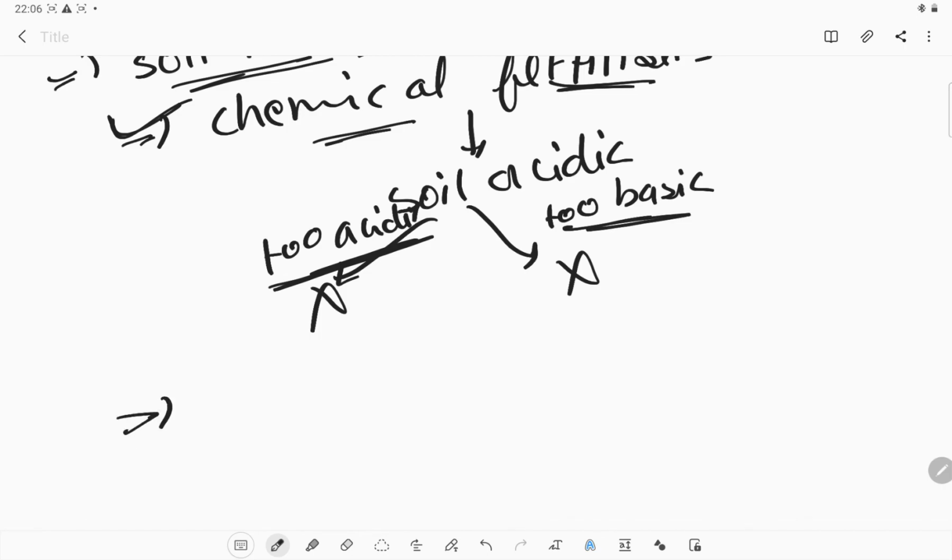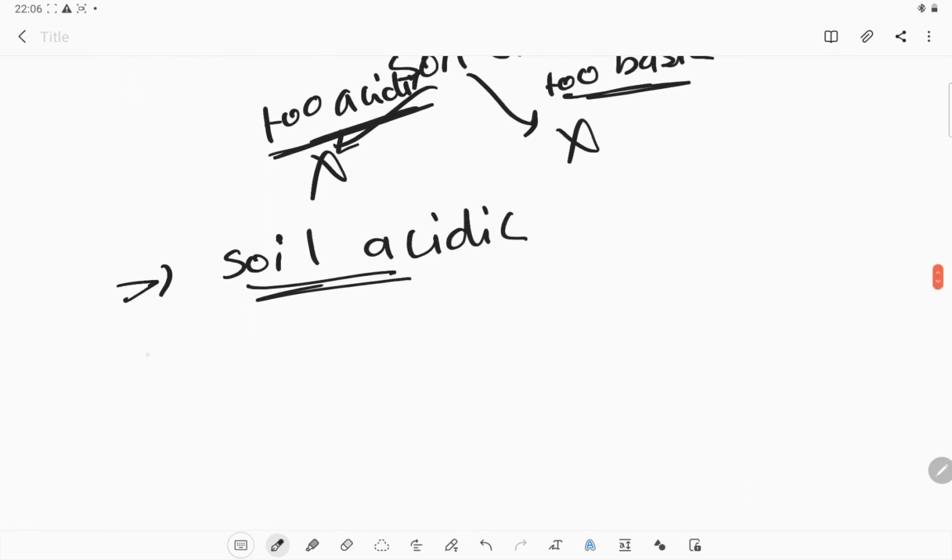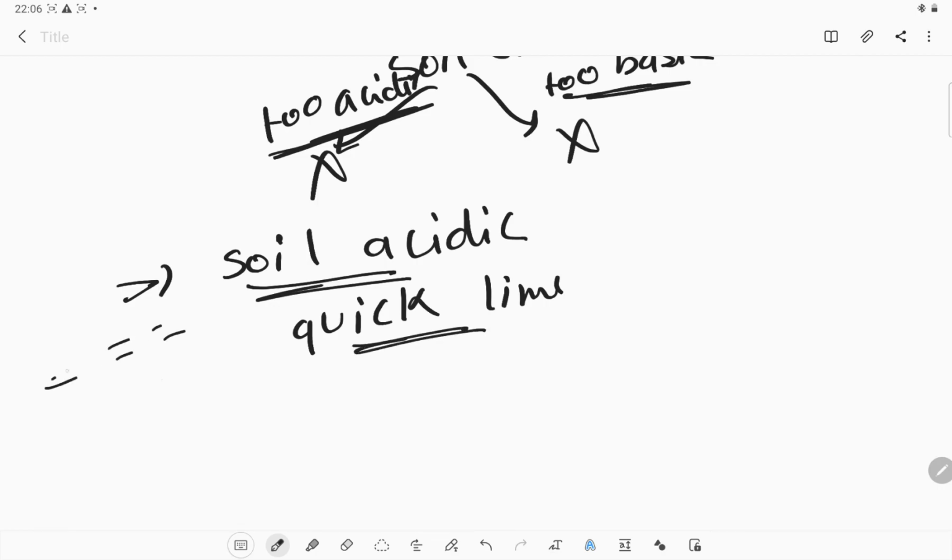If we have used lots of chemical fertilizer and because of that our soil becomes too acidic, we cannot use it for irrigation or for the agriculture process. So what is the solution for this? How can we use the soil? If it is too acidic, we can use quick lime. Okay, quick lime water, we can spread it all over the soil.